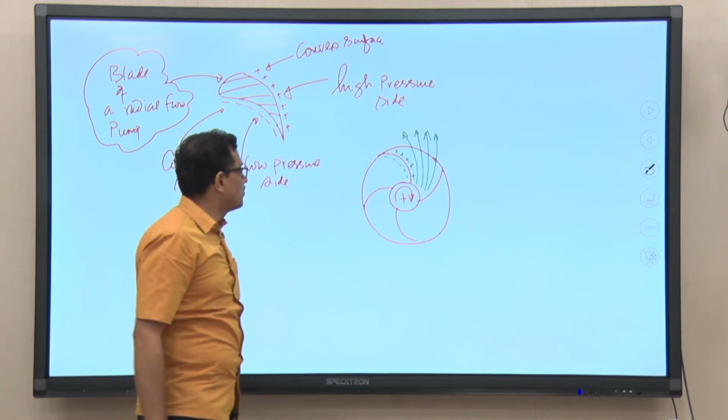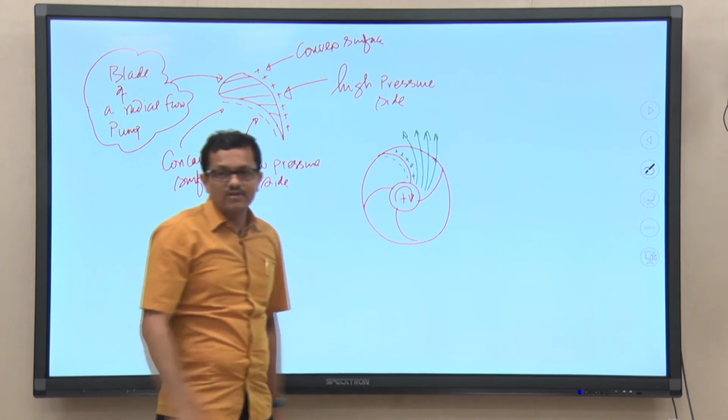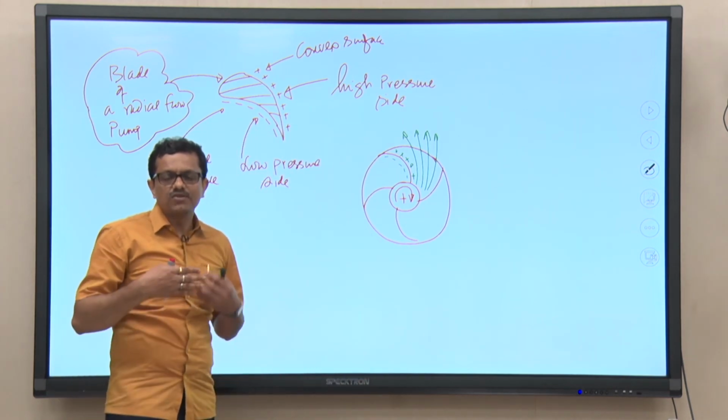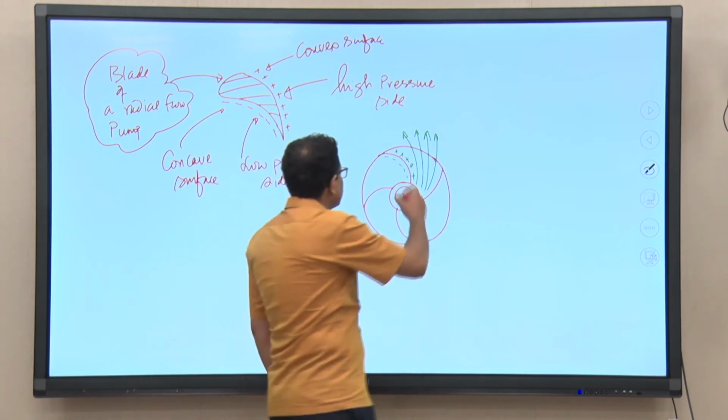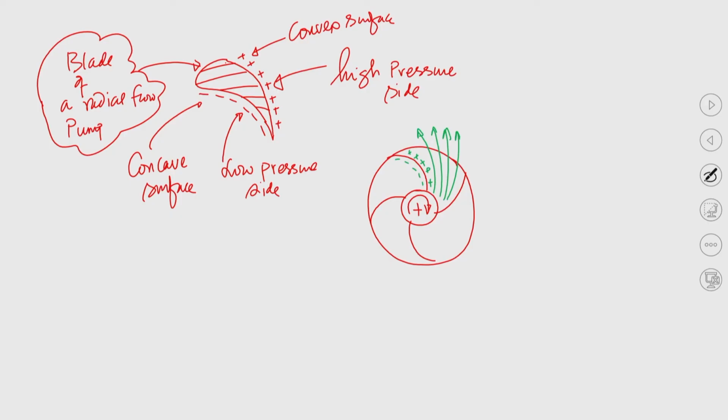Now, what will be the consequence? Can't we draw the velocity triangle at the outlet now, because that is our objective today. So, if we try to draw the outlet velocity triangle here, this is point 2 and this is point 1. At this particular point, if we try to draw the velocity triangle, that is the velocity triangle at the outlet.